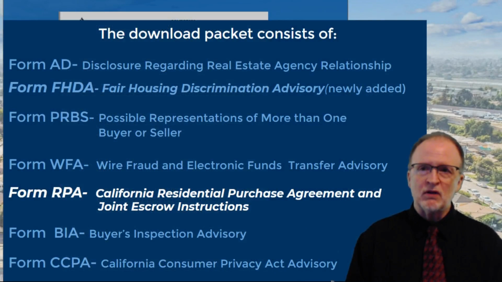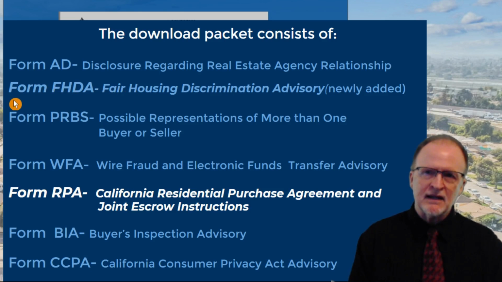And as you may recall, when you get the RPA packet from your agent, there are a number of other documents included. This is the list of all the documents. And just so you know, since I started making the series, another form has been added, and that's the FHDA, which actually comes up second in the packet. It's the Fair Housing Discrimination Advisory, and as I noted here, it was newly added mid-October of 2020. So we'll cover that later in the series.